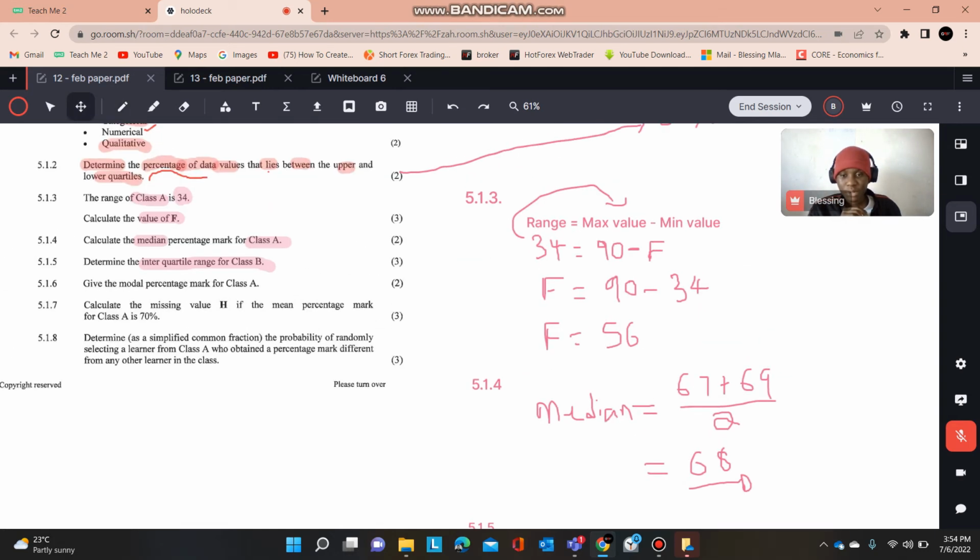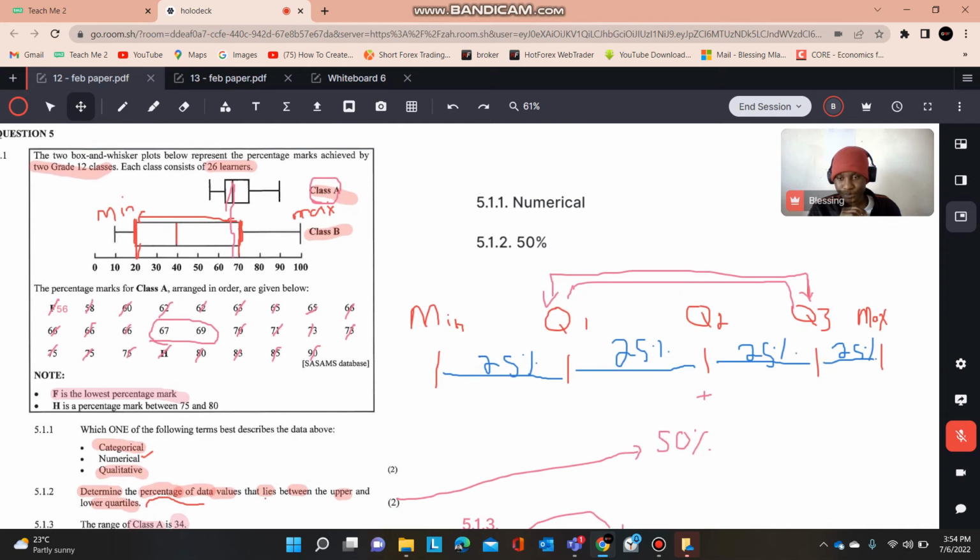Let's go and determine our Q3 and our Q1, right? So if you look at our diagram over here, class B is represented by this box and whisker. And if you remember at the beginning of the video, I said this last line on the box represents your upper quartile, also known as Q3, right? So in this case, your Q3 is 70 because this is straight aligned with 70. So your Q3 will be 70.